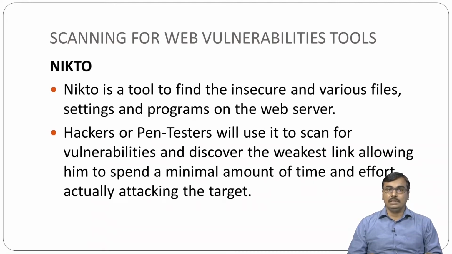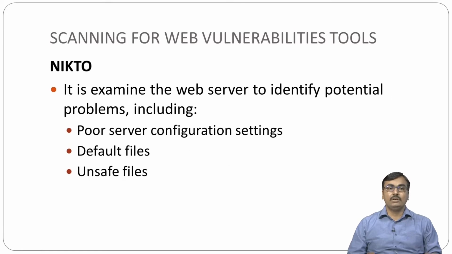Nikto is a tool to find insecure files, settings and programs on the web server. Basically, hackers or pen testers will use it to scan for vulnerabilities and discover the weakest link, allowing them to spend a minimal amount of time and effort actually attacking the target. It examines the web server and identifies potential problems, including poor server configuration settings, default files and unsafe files. So, all kinds of problems can be identified through that. A web pen tester or hacker can compromise such configuration settings as well as the weakest link.